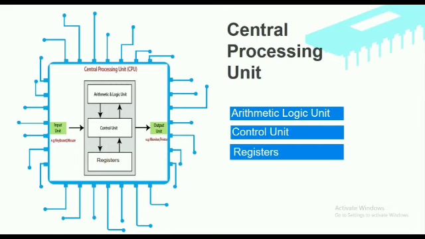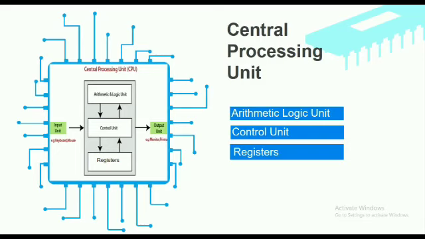Arithmetic Logic Unit, ALU. This carries out all the arithmetic and logical operations on the input data. Control Unit. As the name says, the control unit controls the overall operations of the computer. That is, it checks the sequence of execution of instructions. It controls and coordinates the overall functioning of the units of the computer.